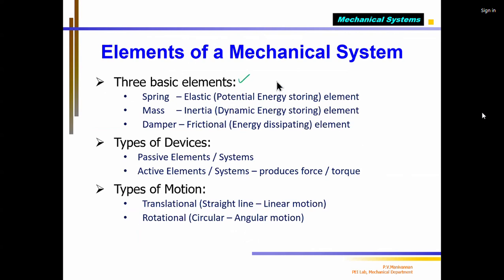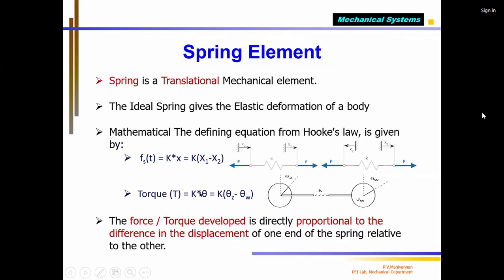The spring element is called an elastic element. Also, it can store potential energy. Mass element is called an inertial element. Also, it can store dynamic or kinetic energy. Then third is the damper. It is called a friction element. It is energy dissipating. Then we saw passive elements. All those things we looked into. Then how to model the spring.